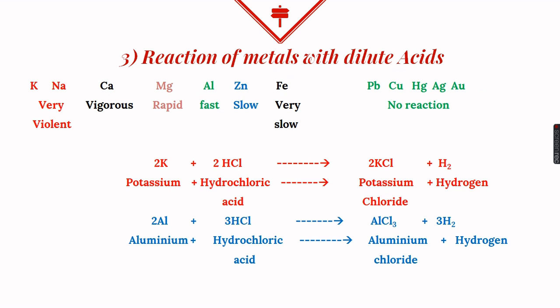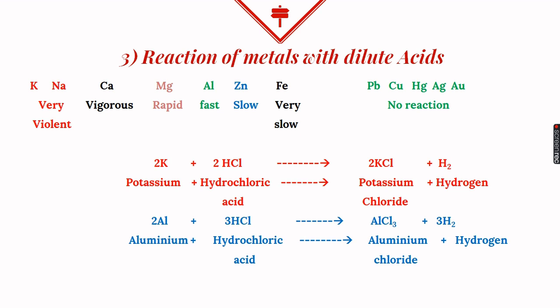The next property of metals is their reaction with dilute acids. Some metals at the top of the activity series do not react with acids, while the rest of the metals react with acids with decreasing vigor as we move from top to bottom in the activity series. When a metal reacts with an acid, it displaces hydrogen and forms a salt and hydrogen gas. That suggests that it is a displacement reaction, and it is an exothermic reaction also.